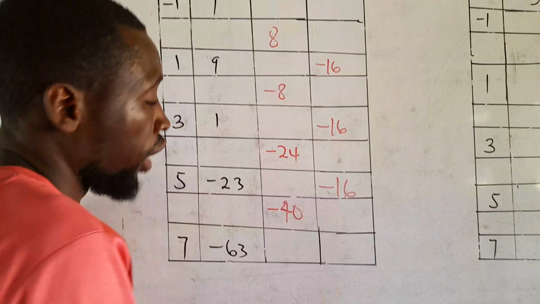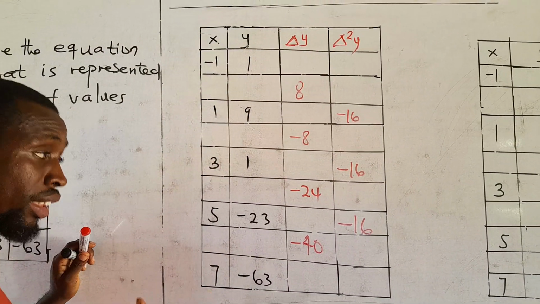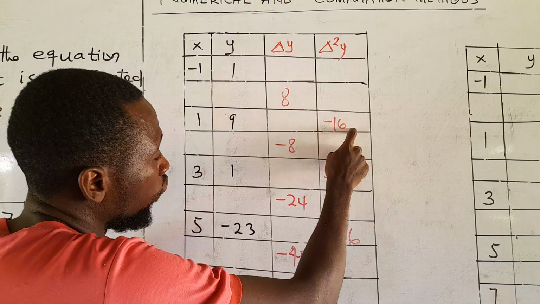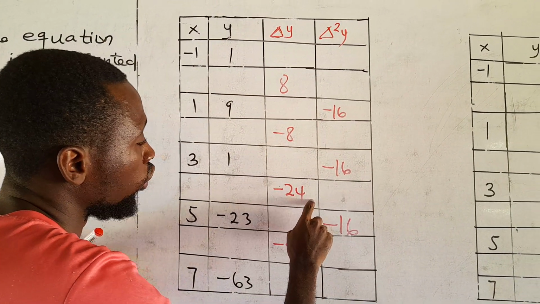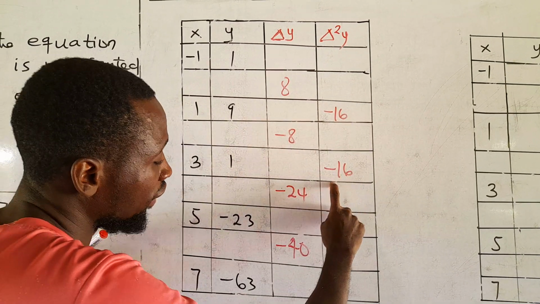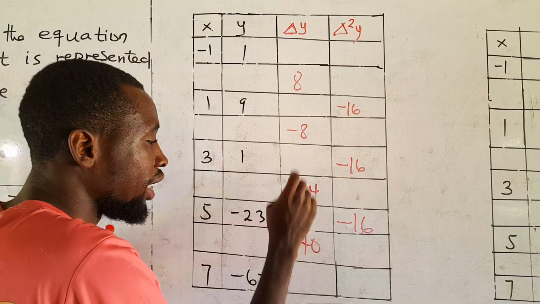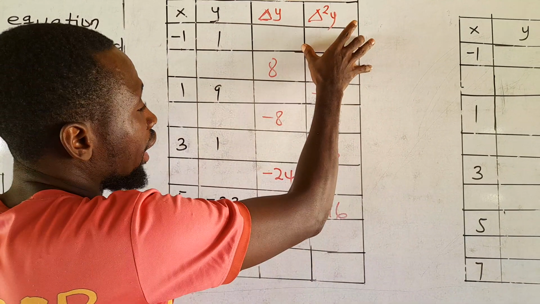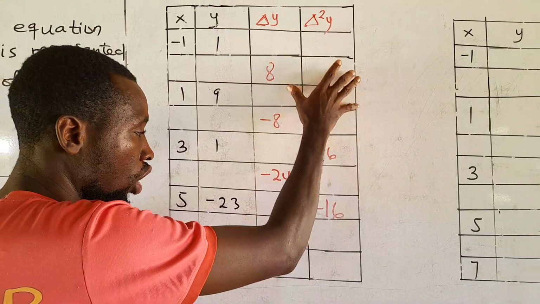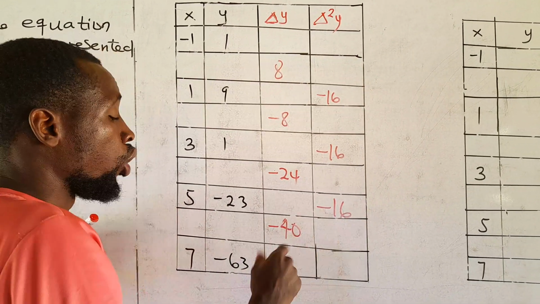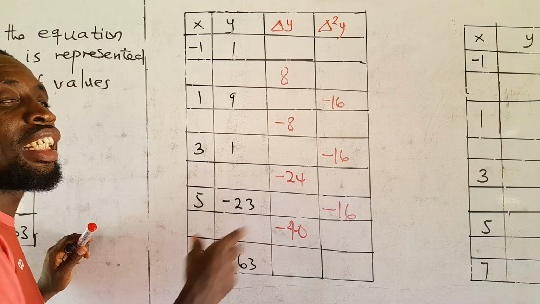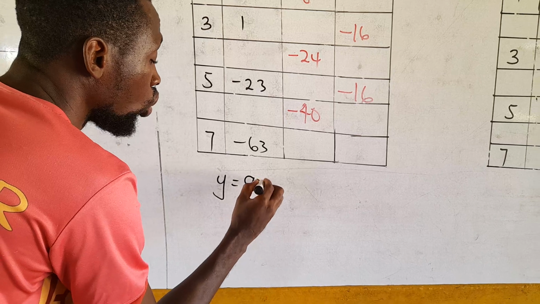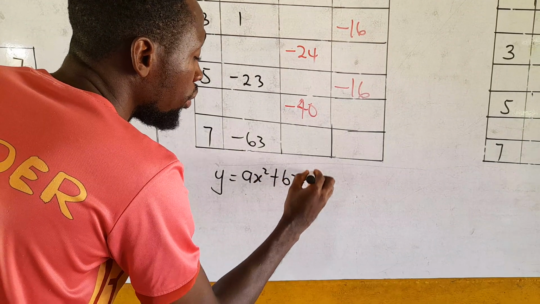Now, since the first difference does not give us a constant or the same, we go further to find the second difference. Negative 8 minus 8 will give us negative 16. Negative 24 minus negative 8 will give us negative 16. And negative 40 minus negative 24 will give us negative 16. So, now you see that the second differences are the same. Then we know that our polynomial function is a second degree polynomial function of the form y is equal to ax squared plus bx plus c.